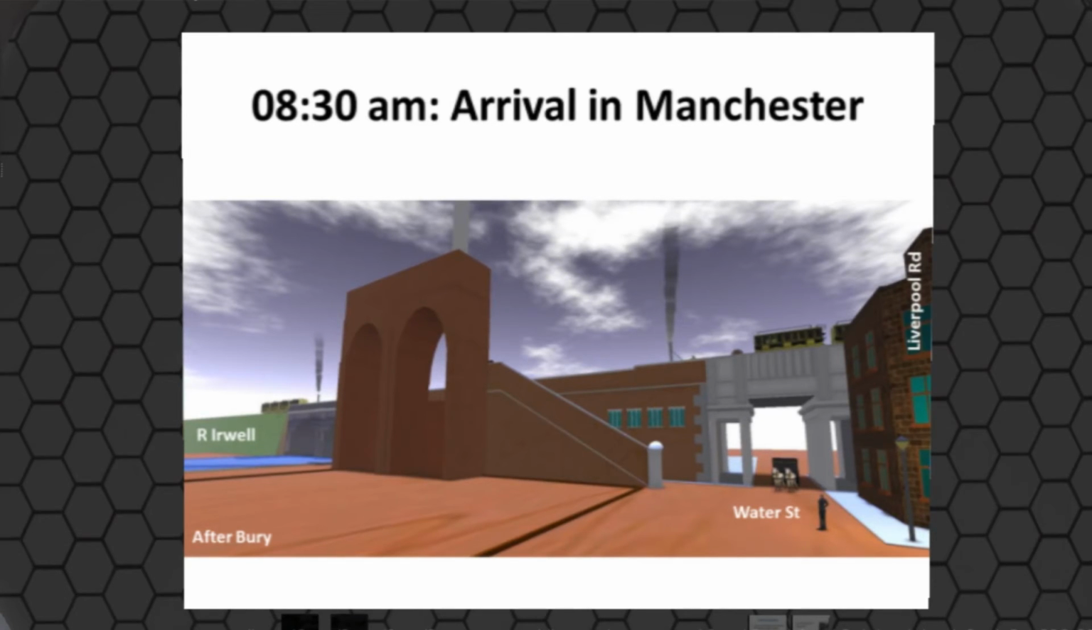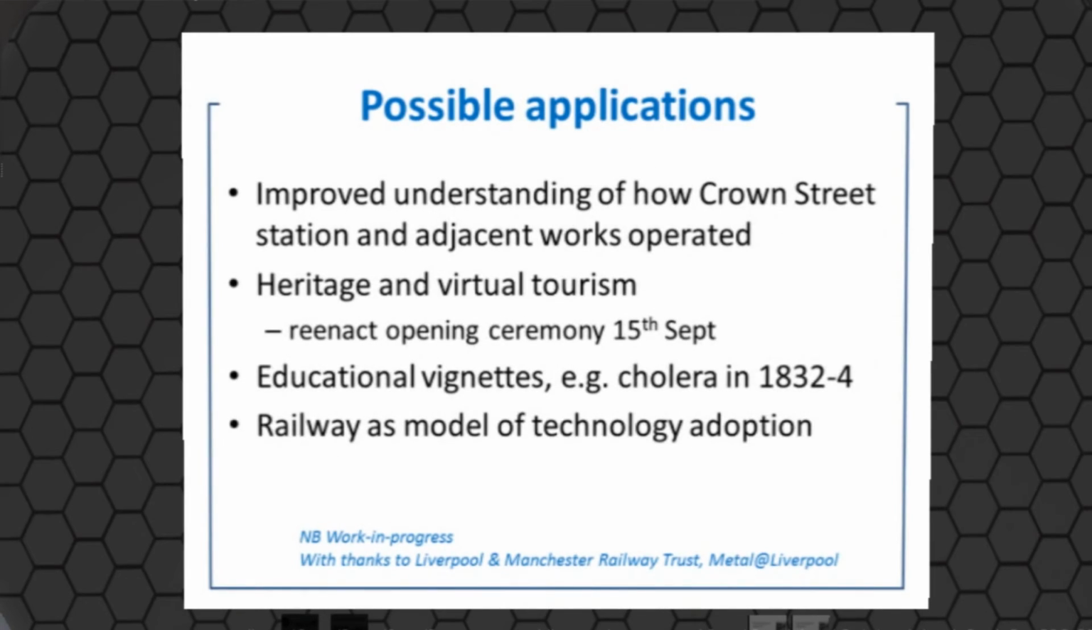So I hope I've given you some indication as to how this can be put together. Most of these builds are on sky platforms. You can, in fact, take a little train and it'll teleport you between the different levels. Hopefully, it may improve our understanding of how Crown Street worked.